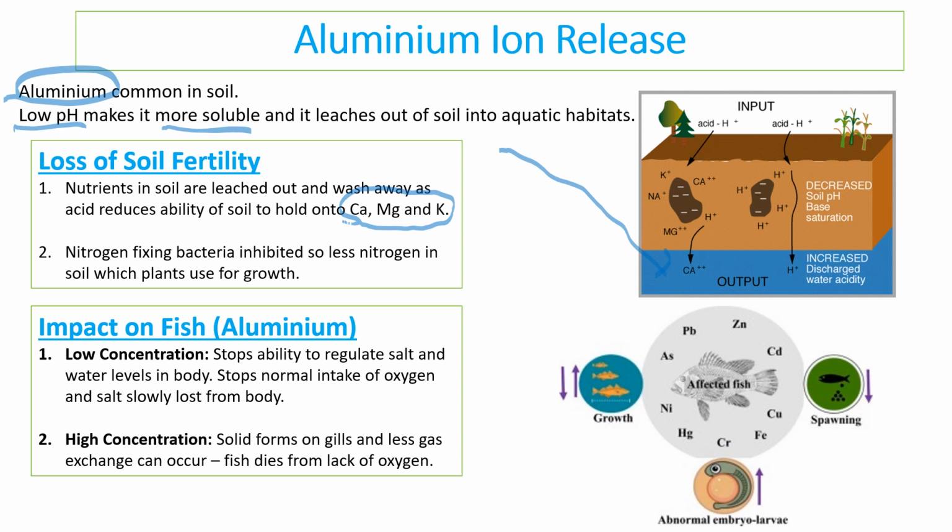Now, when aluminium goes into water, even at low concentrations, it will have an effect because it affects fish, stopping their ability to regulate salt and water levels in the body. It also stops normal intake of oxygen, so the fish will slowly die because of a loss of salt in the body and a lack of oxygen. In high concentrations, solid bits of aluminium will form on the gills, so less gas can get in, less oxygen can get in, and therefore the fish will die because they can't do enough aerobic respiration.